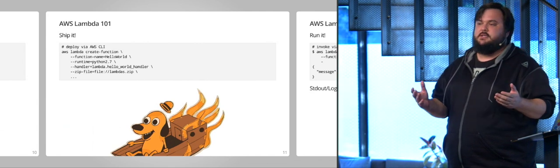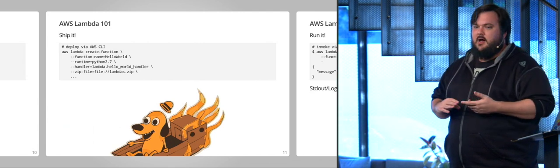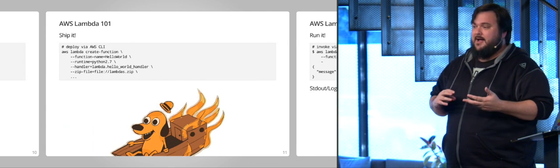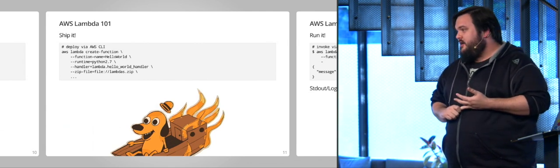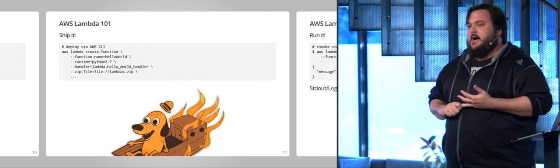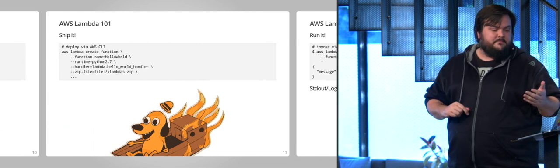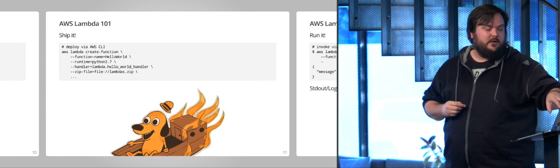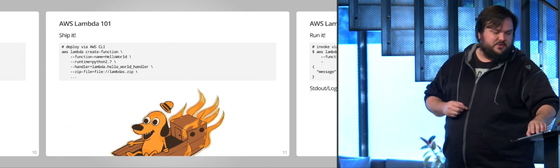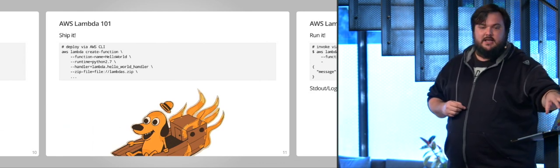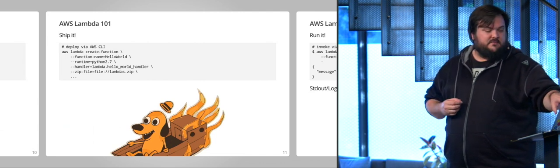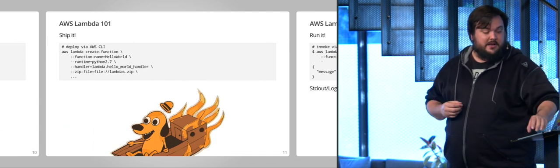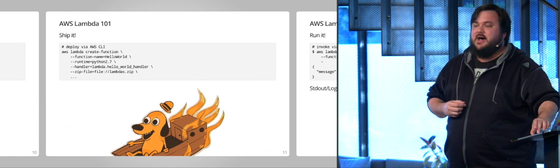There's a whole bunch of ways to do this. AWS CLI, you can write your own client for the API. I highly recommend you use Terraform or a similar tool. But essentially our CLI here is going to publish a new function, a new AWS function called Hello World. We're going to tell it to use Python 2.7. We're telling it the handler to use, which is the function we just wrote in a file named Lambda, and the function's called Hello World Handler, and then the path to the zip file.